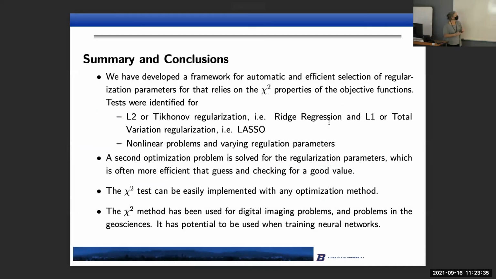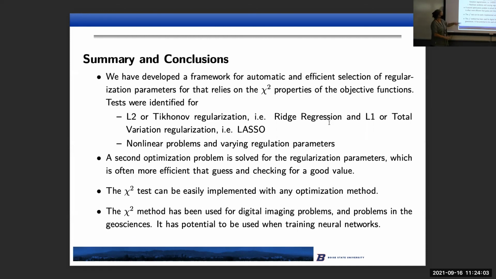So basically, together with co-authors, we've got this strategy for finding the regularization parameter. It's automatic. We can develop good algorithms to make it go fast. We've done it for L2, L1, nonlinear problems, and varying regularization problems. I think it's much better than sort of heuristics. And the other thing is, the optimization method doesn't matter, for better or worse.